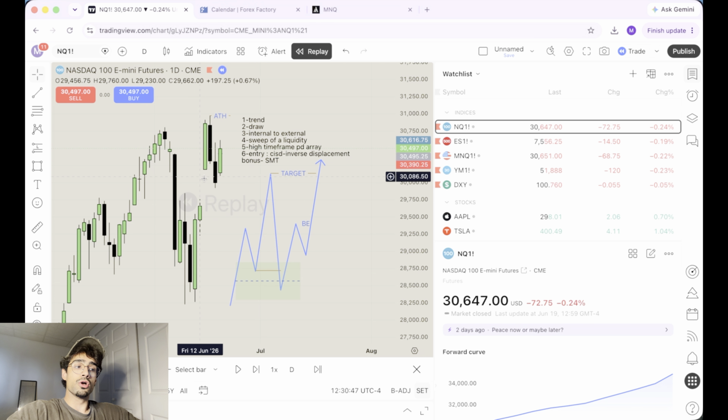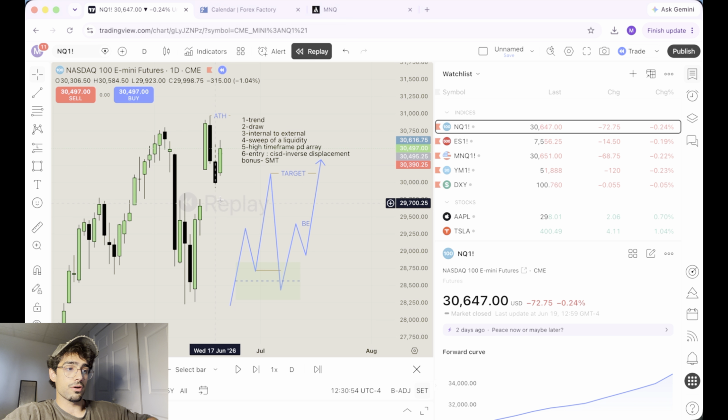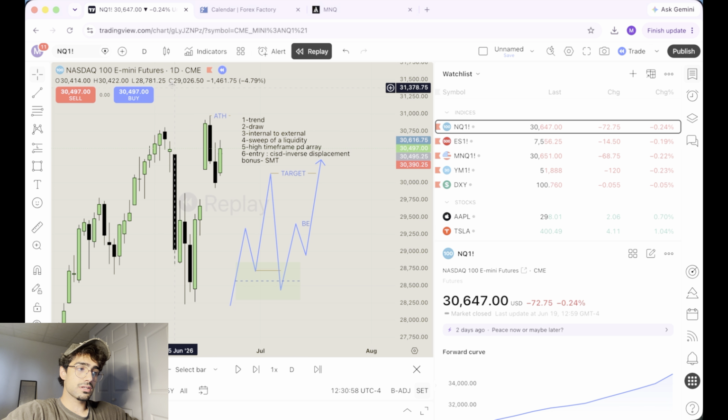So this is how I trade. I need some sort of internal to external. So we already have that checklist done. Okay, guys, we are reacting off that new weekend opening gap. Internal, external, higher. We need some sort of sweep of liquidity as an entry. Okay, guys, let me show you. I'm gonna go to the next one, and then I'm gonna show you how those work together.